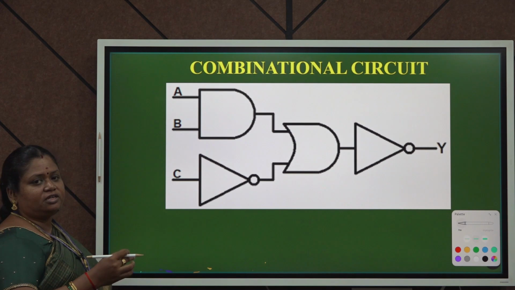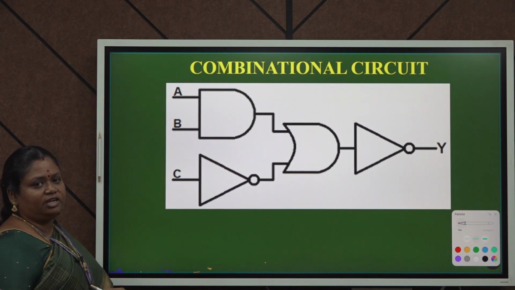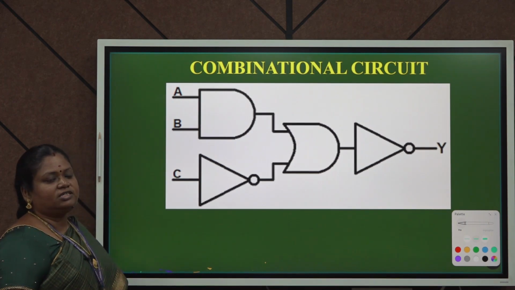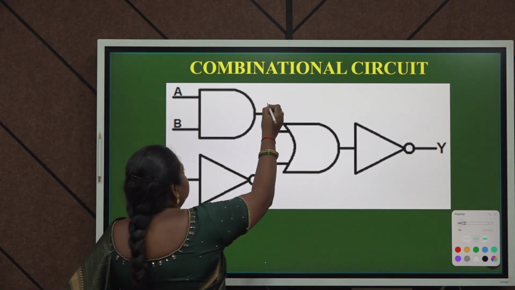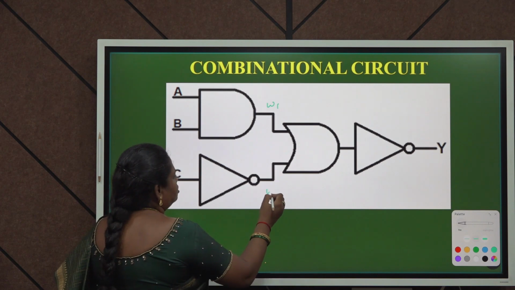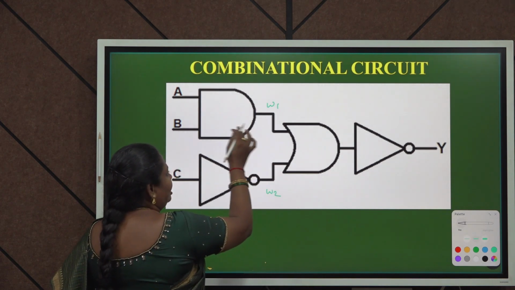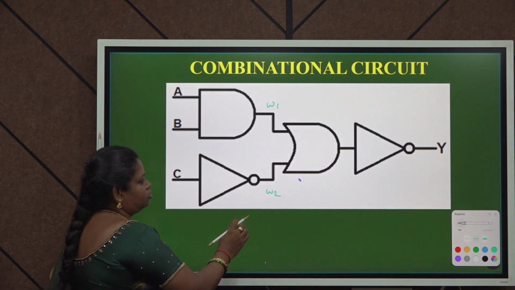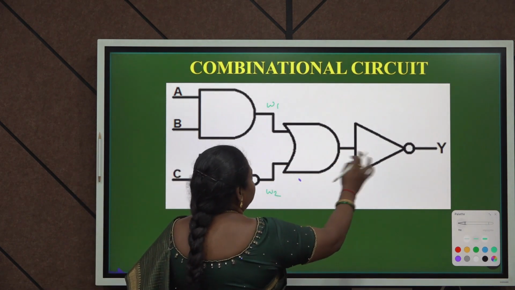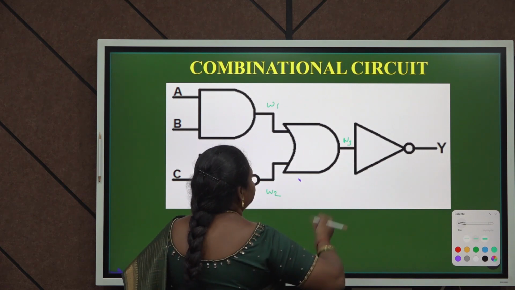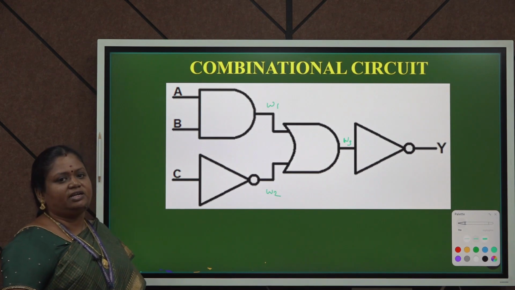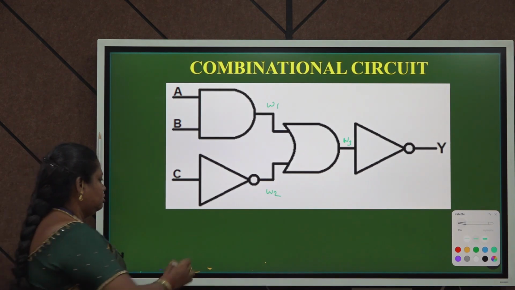If there is an interconnection between one gate and another gate, we use a data type called a wire. So, we declare it as a wire. I am taking the path connecting the AND gate and the OR gate as W1, the NOT gate and the OR gate as W2, and the output of the OR gate as W3. The interconnection between the gates is labeled with the data type called a wire.